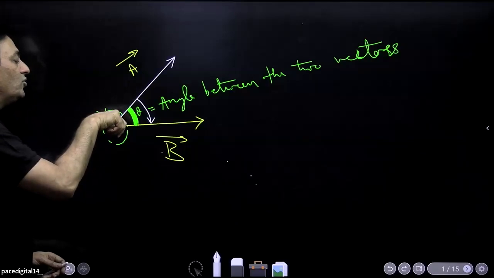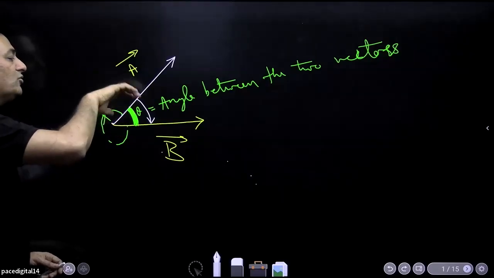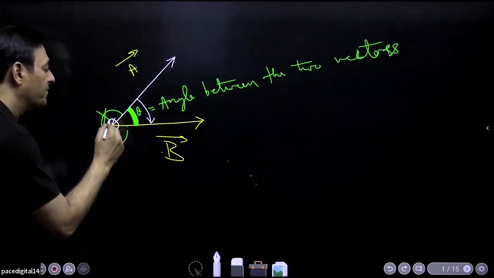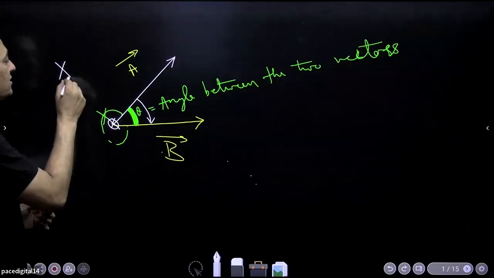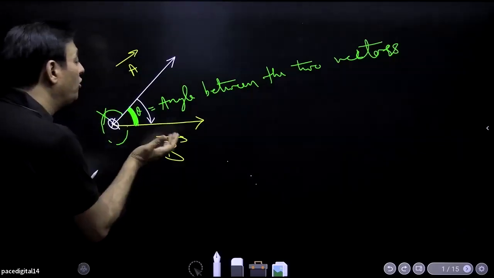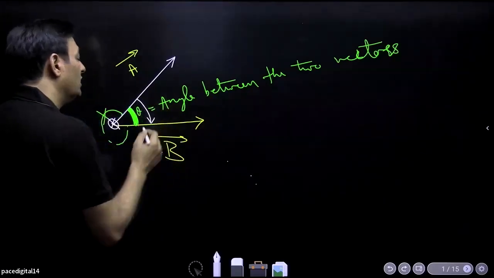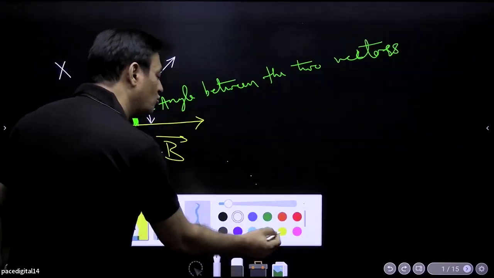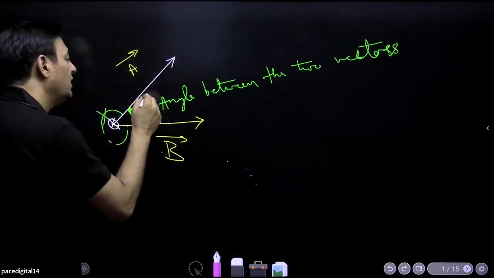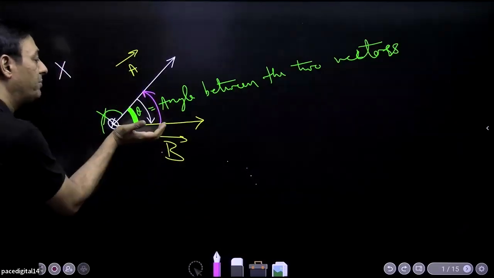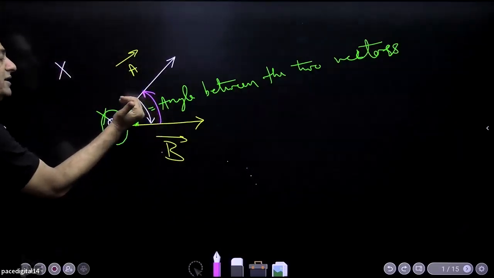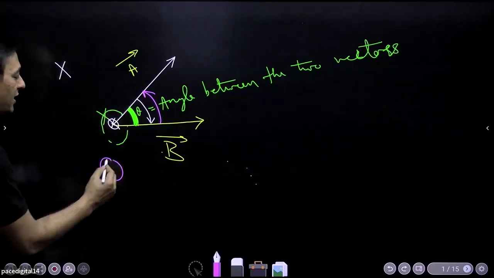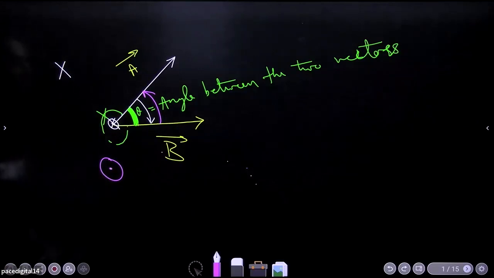If you curl your fingers from A towards B through the smaller angle, your thumb will represent a direction into the plane of the board, which we will show with an arrow like this. Now B cross A: turn B towards A through the smaller angle. If you curl your fingers like this, your thumb will be coming out of the plane, and to show that direction we draw an arrow coming out of the plane.